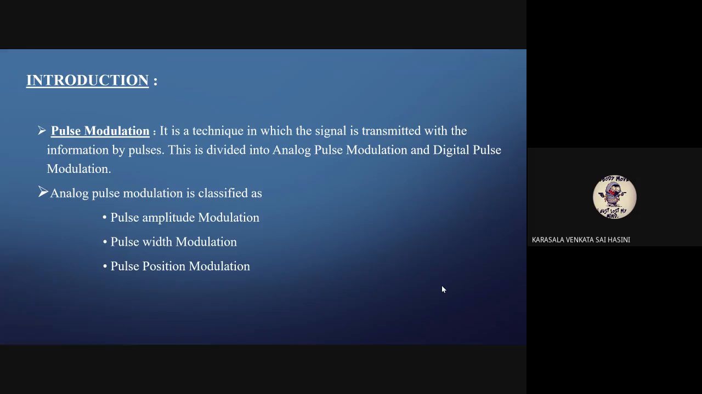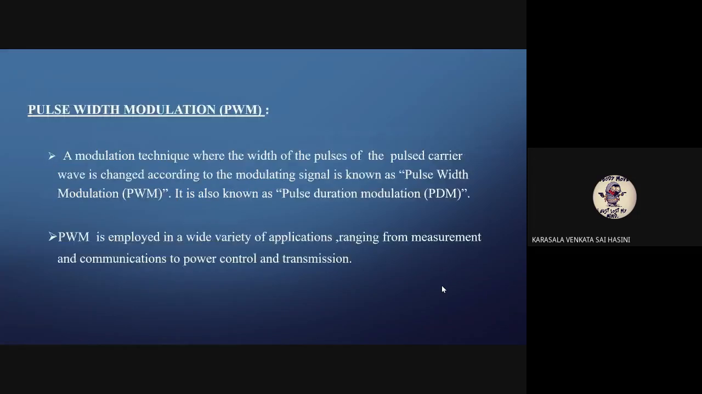Now we will see what is pulse width modulation. This pulse width modulation is also known as pulse duration modulation. In this, the width of the pulse is varied in proportion to the amplitude of the signal. PWM is employed in a wide variety of applications ranging from measurement and communications to power control and transmission. Here, the main component we are using in this project is the IC555 timer.